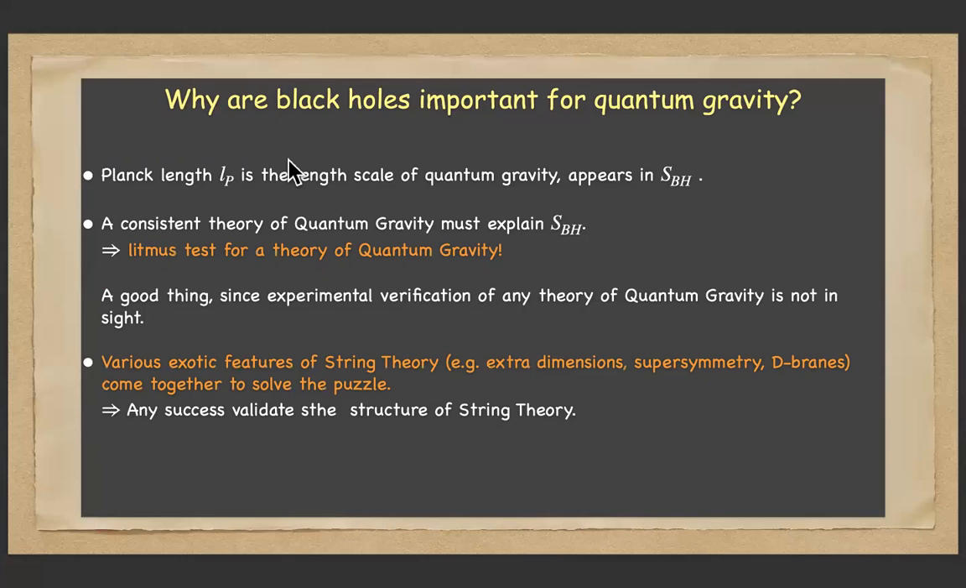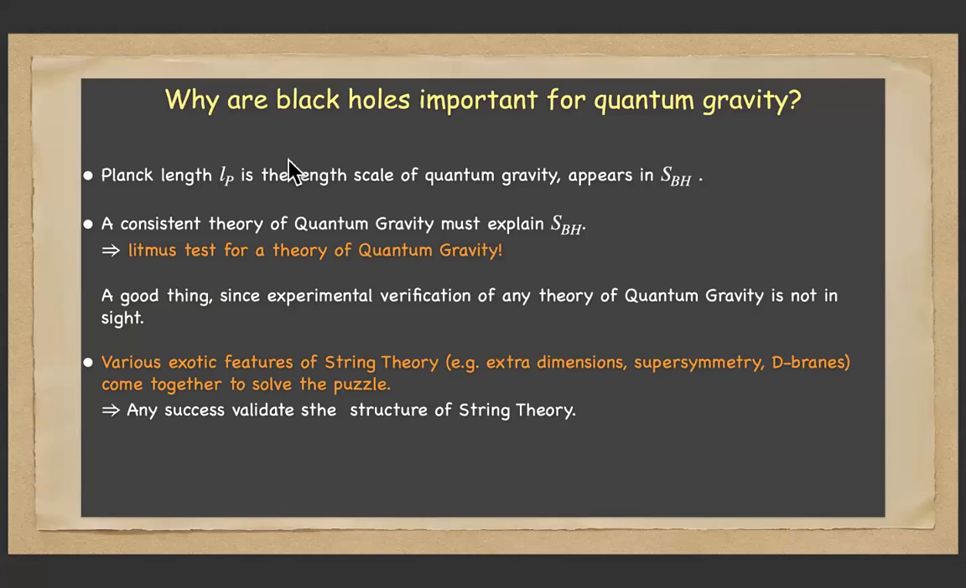You have a formula. The first challenge is to come up with the microstates at all. That itself is challenging. And then you have to count them to reproduce this exact formula with the factor of 1/4 and all that. So of course, a very stringent test. This is why we are interested in quantum black holes as string theorists. As I stressed, it so turns out that all these funny features of string theory come together in making this work. So once it works, it kind of validates the not so obvious structure of string theory.